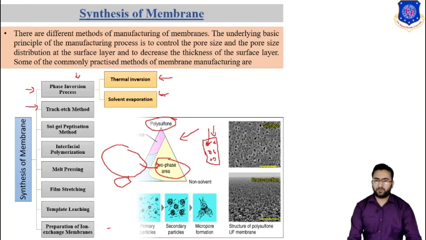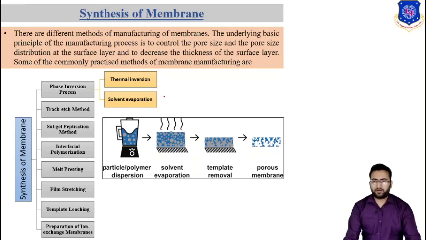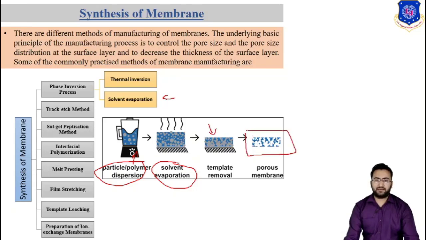We discussed the various methods of phase inversion process, such as the thermal inversion process and the solvent inversion process. In the solvent evaporation process, particle and polymer dispersion solution is mixed and makes an emulsion. Then solvent evaporation takes place, so we get the pores and we get the porous membrane like this.